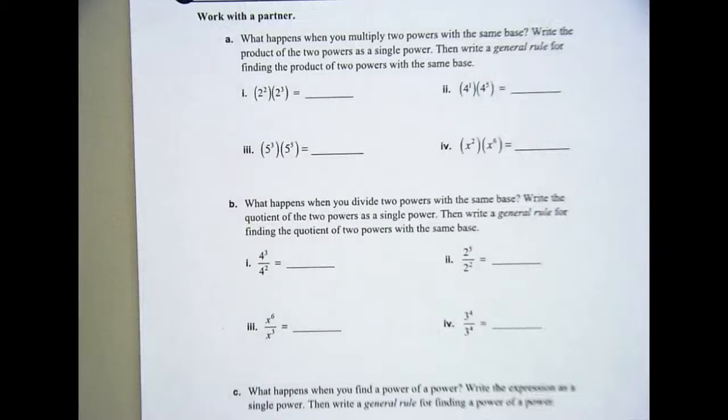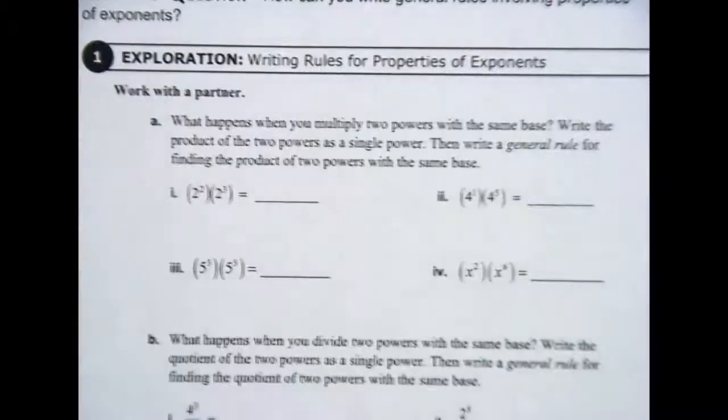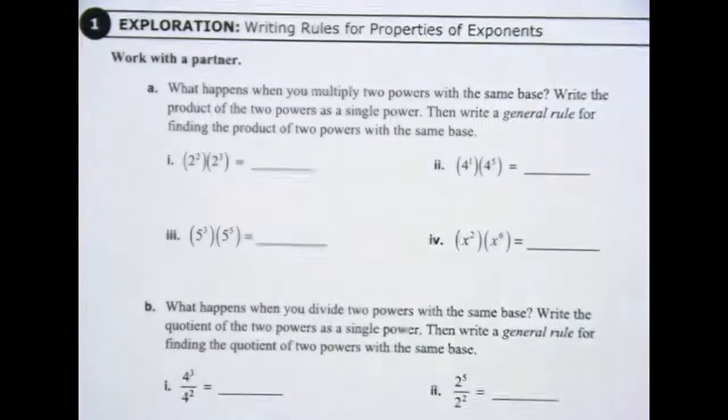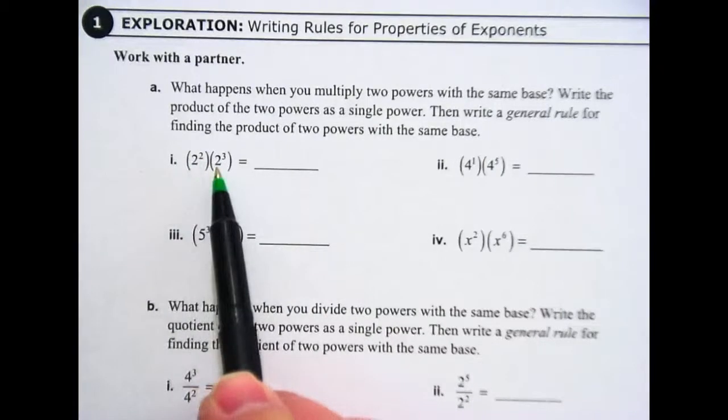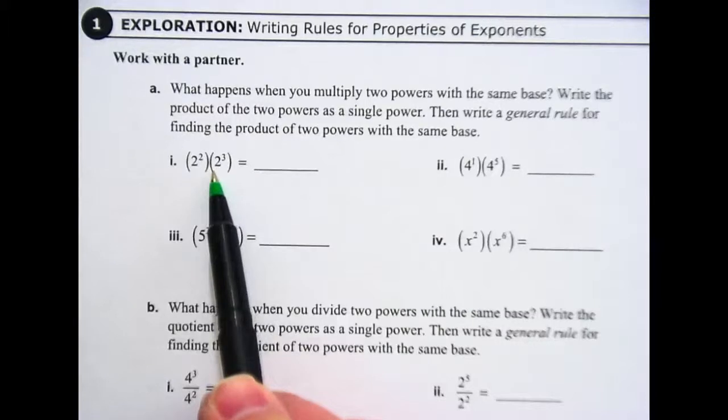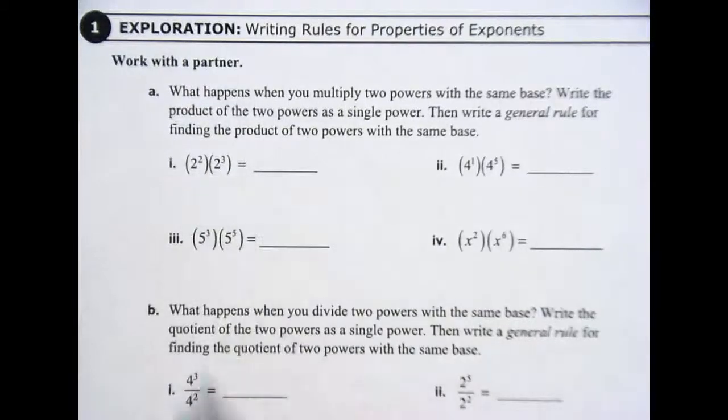Okay, let me pause you for a minute if I can get your attention back up here, just to make sure that we're all on the same page. So it says, what happens when you multiply 2 powers with the same base? First, you need to know what a base is. What's the base of 2 to the 3rd? 2. The big number is called your base number. If you didn't know that, that's a good thing to take a note on.